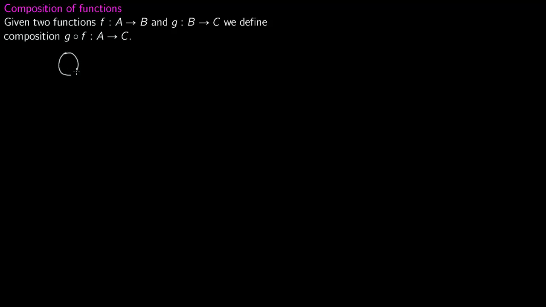Say you have set A right here, and then you have set B, and you have set C. From A to B you have a function f. From B to C you have this function g. So g, and this is f. Then you have a function from A to C.